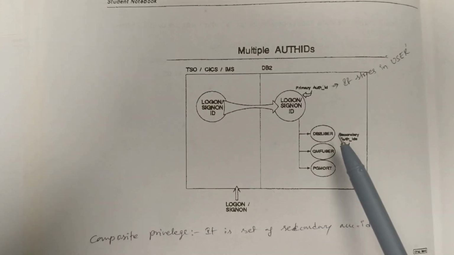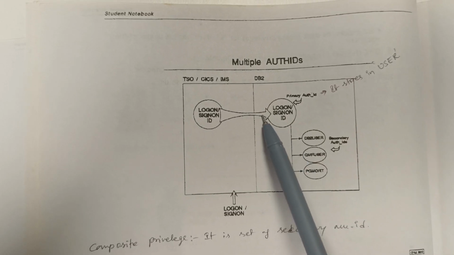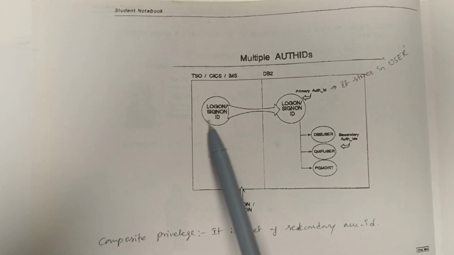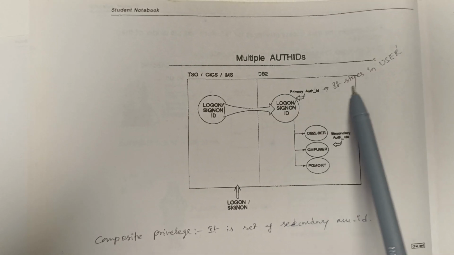Generally we have discussed this only for a single user, but how is access given to multiple users, that is, multiple authorization IDs? This is the logon ID, and the sign-on ID is the same. This is another user ID in DB2, which is stored in the user table.